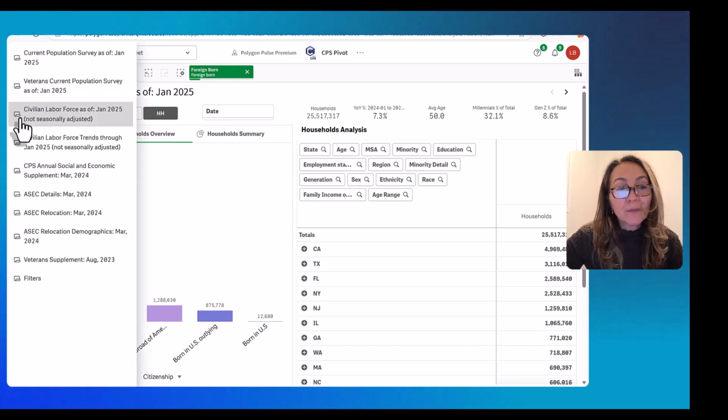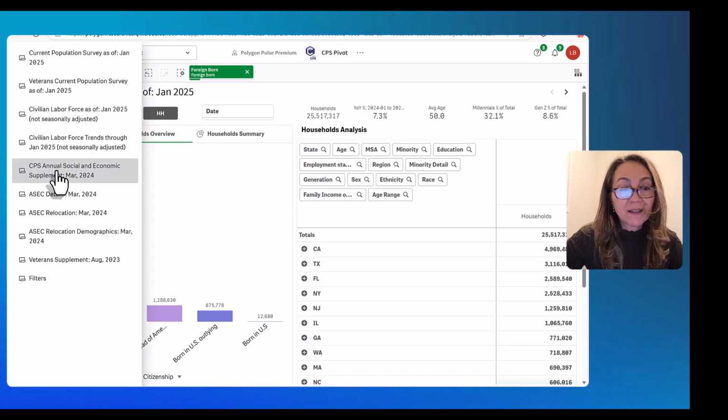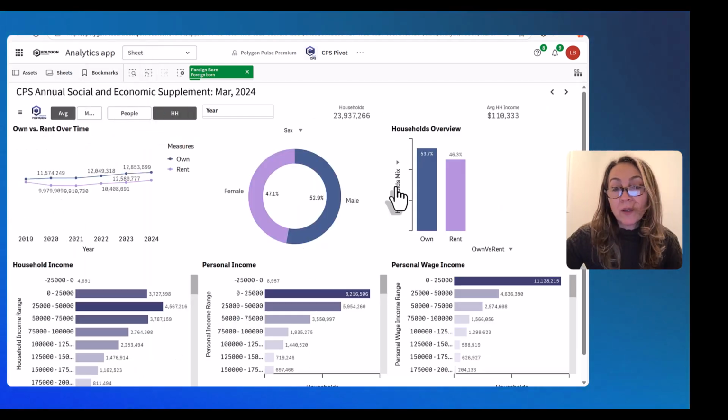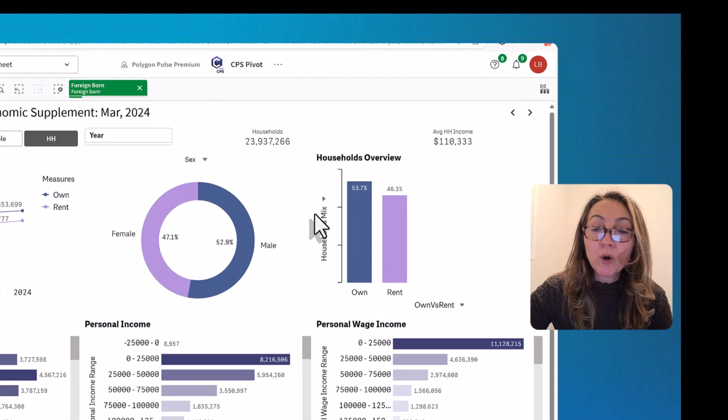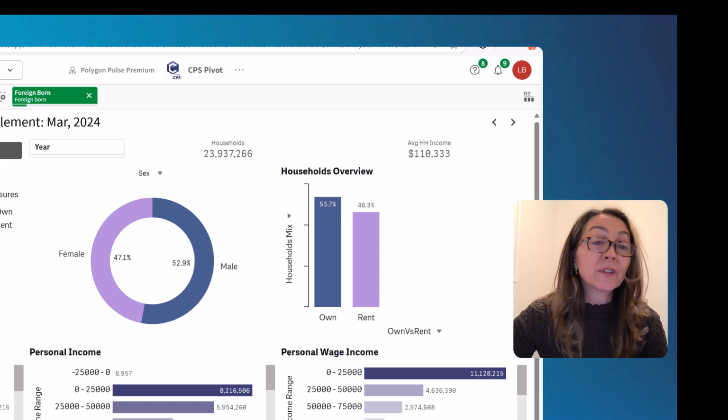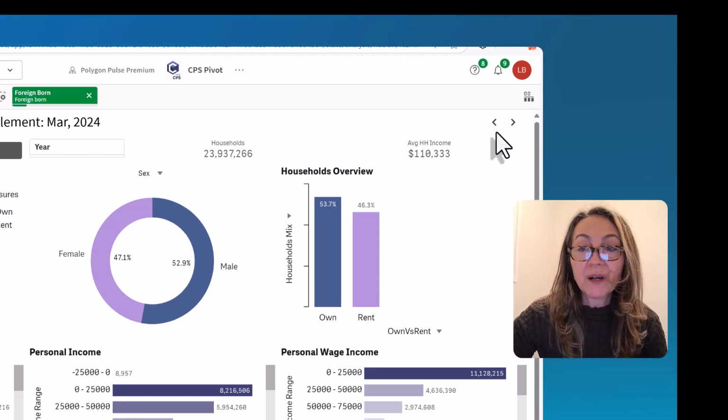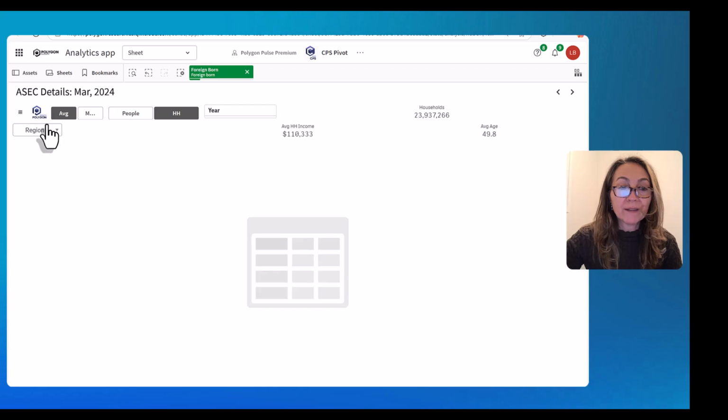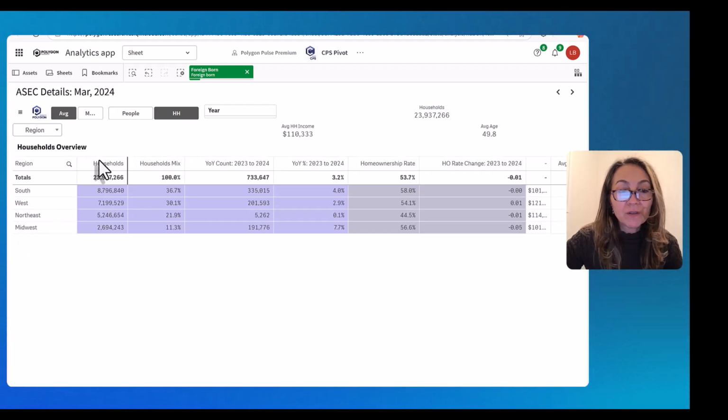And finally, because CPS has the Annual Social and Economic Supplement, we seamlessly integrate it for home ownership analysis and further insights by income, for example, or we provide more information about home ownership right here. And by region, you can see the immigrant population by number of households and the household mix of the total. Most of them are in the South. The growth rate, and the home ownership rate, and the change in home ownership rate in this particular segment.